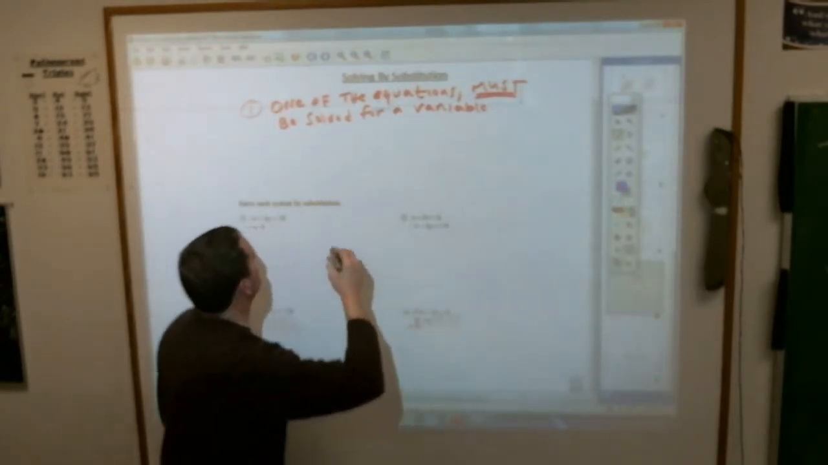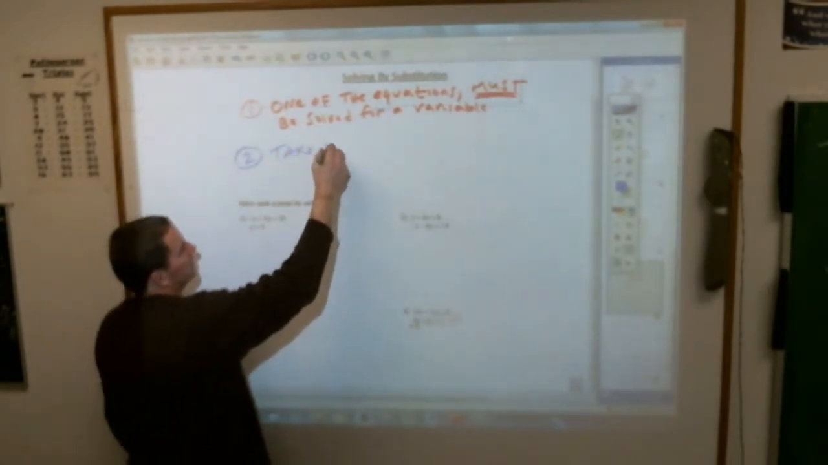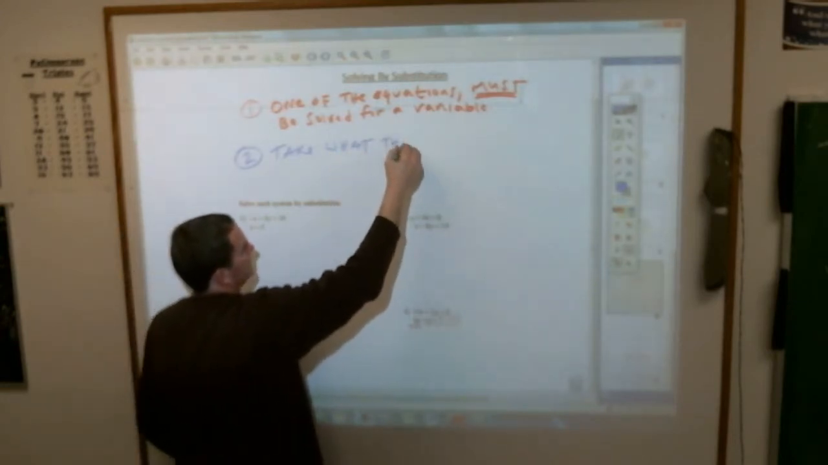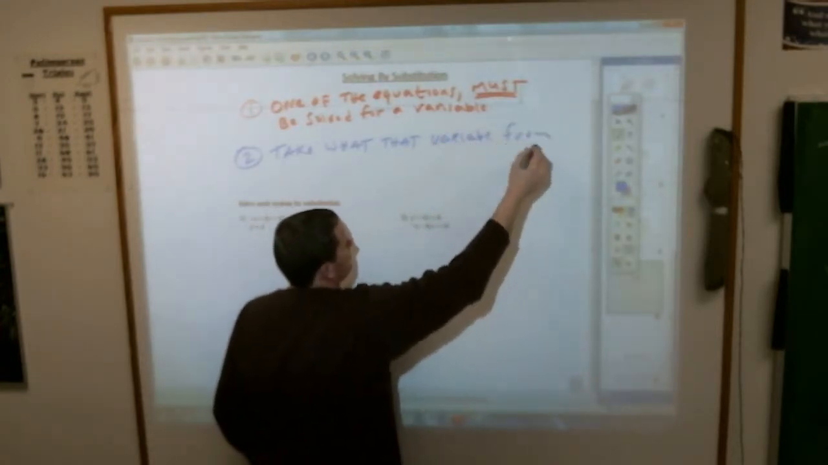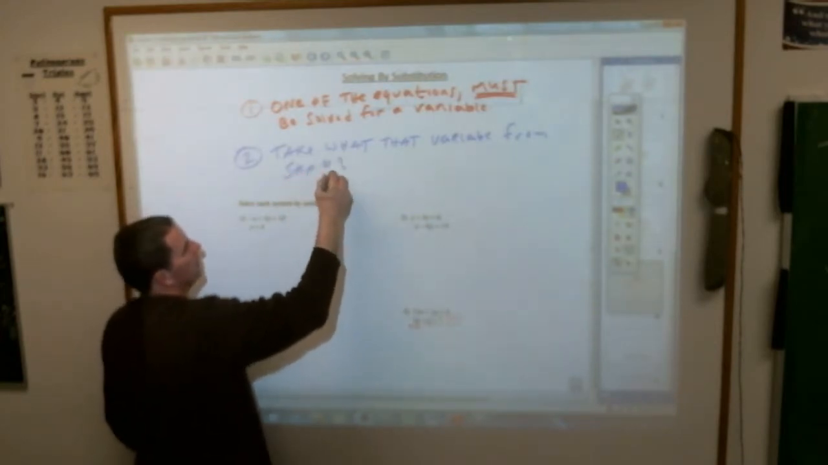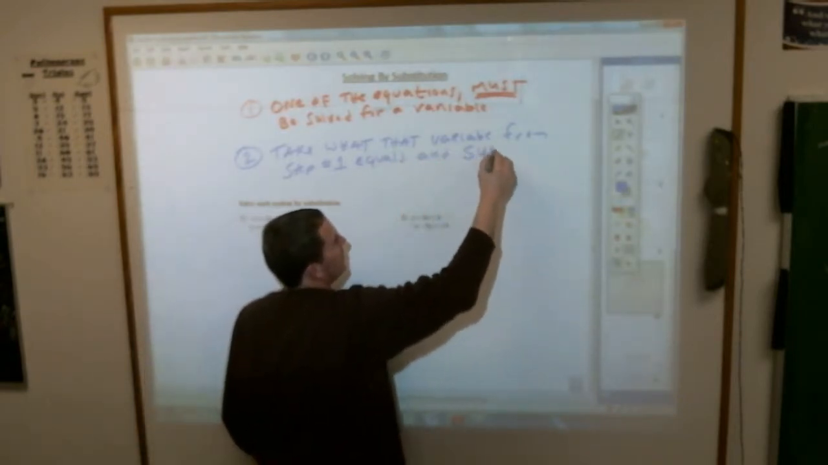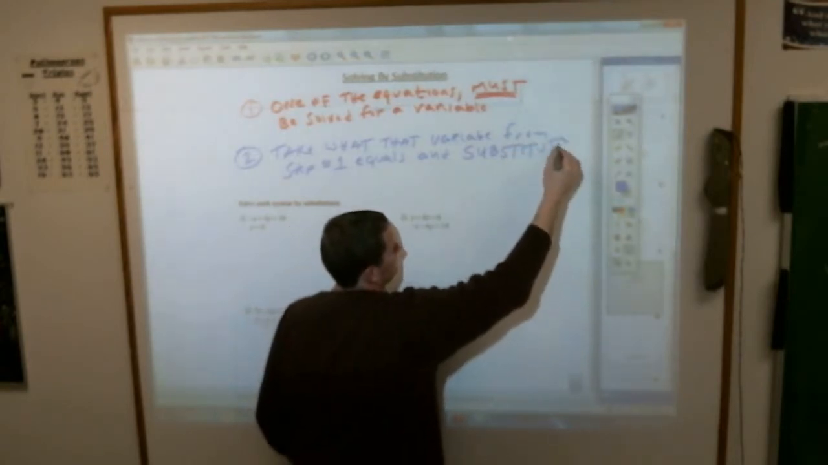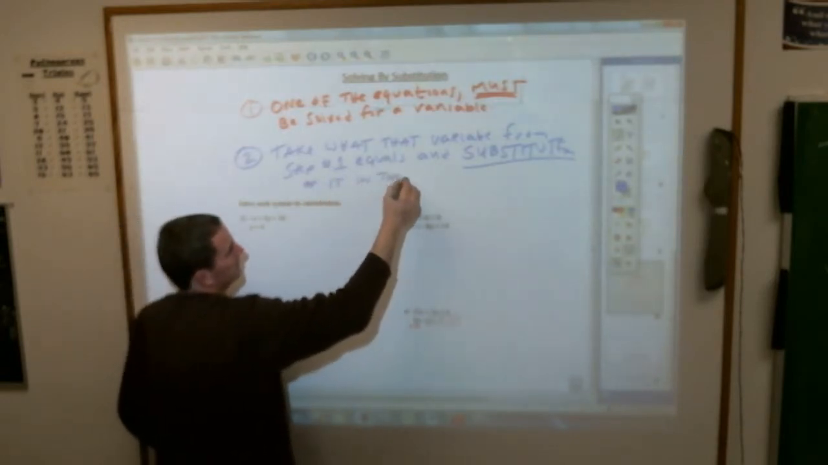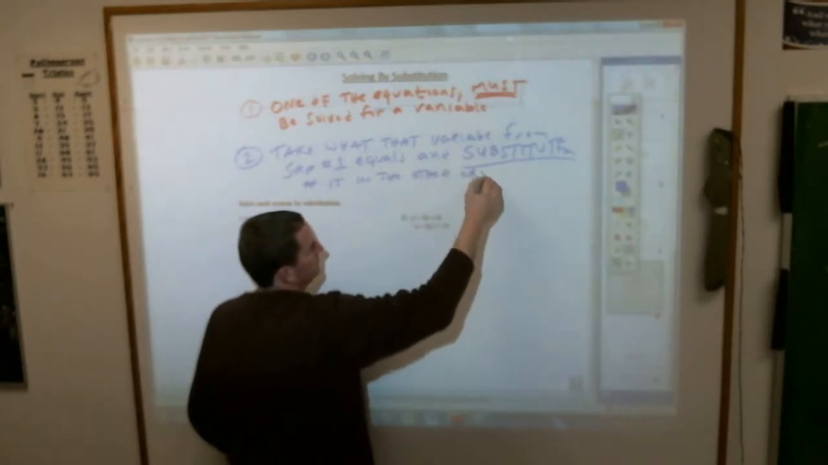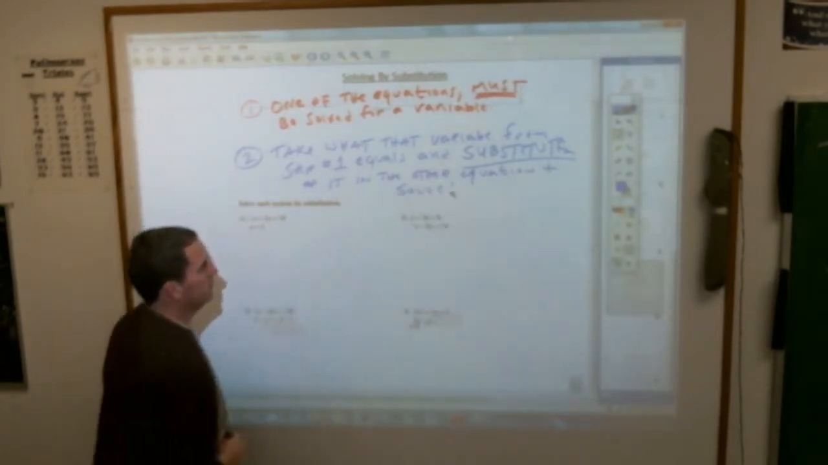Step 2, Jake, for you. Okay. You take that variable from step number 1 equals, and here's the big word, substitute it in the other equation and solve. Exclamation point.